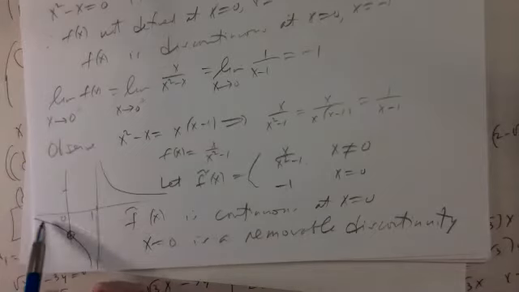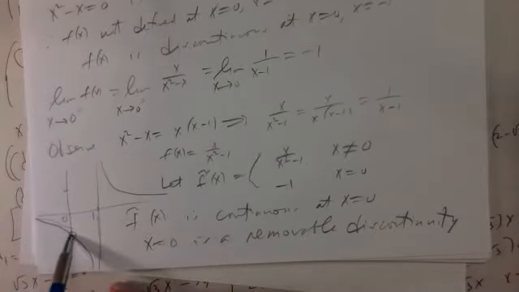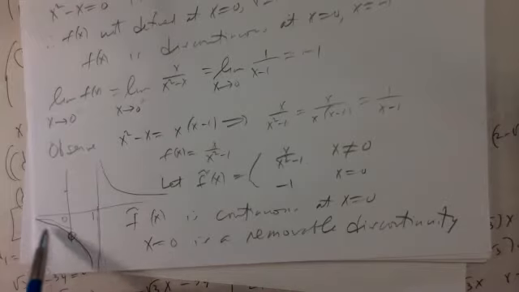Right. So this function for x less than 1 looks like this with a little hole there. And you can basically fill in that hole. You can assign a new value to the function at 0, and you get this very nice continuous function. So that is the idea of a removable discontinuity.